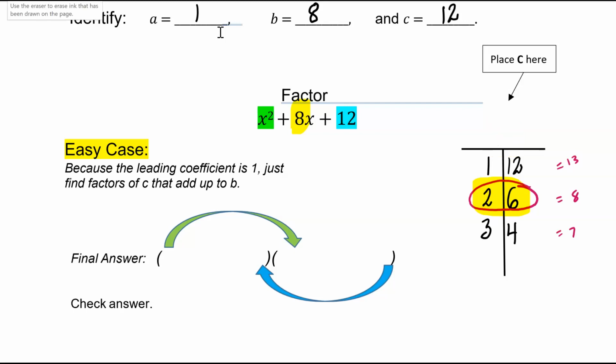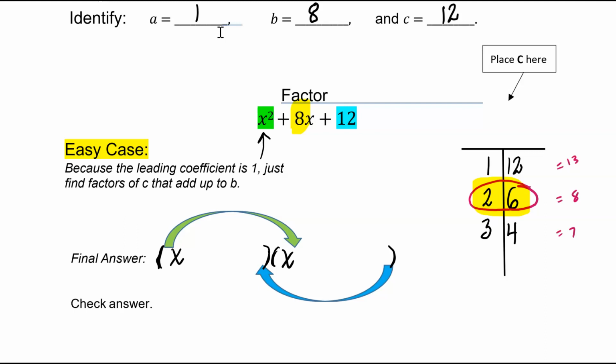Now let's put our parentheses, and I have it already written here. We have 2 sets of parentheses because our answer will always be the product of 2 binomials. So first off, what times what will give you the x squared? That's usually easy because we're dealing with the easy case. It's just x times x.